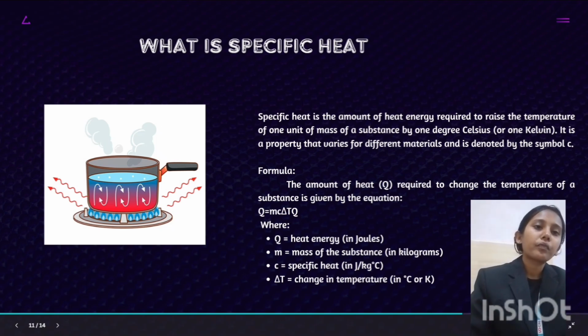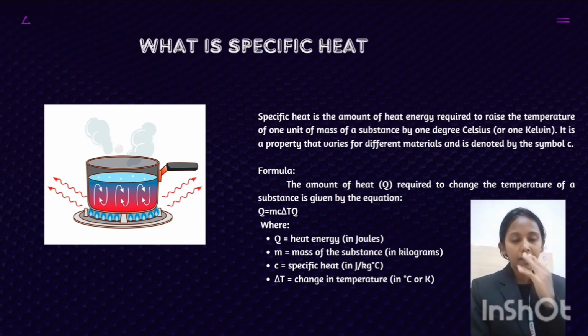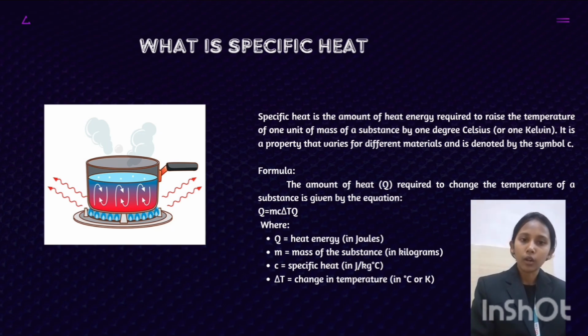Now I want to discuss some key points regarding specific heat. Materials with high specific heat can absorb a lot of heat without a large temperature increase. Water has a specific heat of approximately 4184 joules per kg degree Celsius, meaning it can store heat effectively, which is why it is used in cooling systems. Metals generally have low specific heat, so they heat up and cool down quickly.